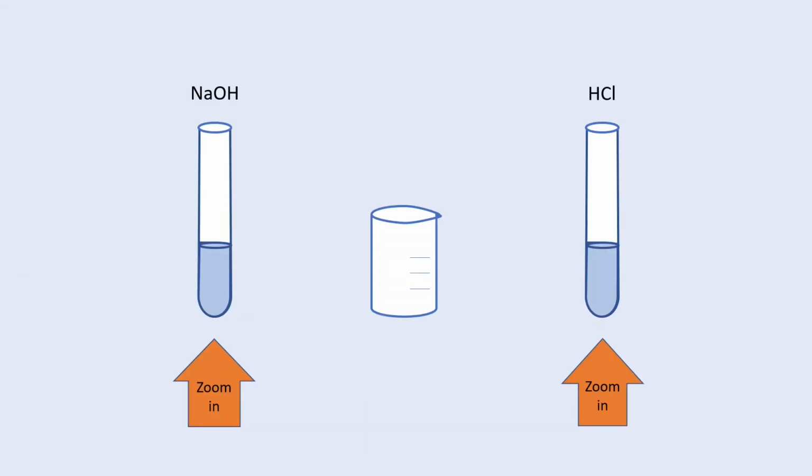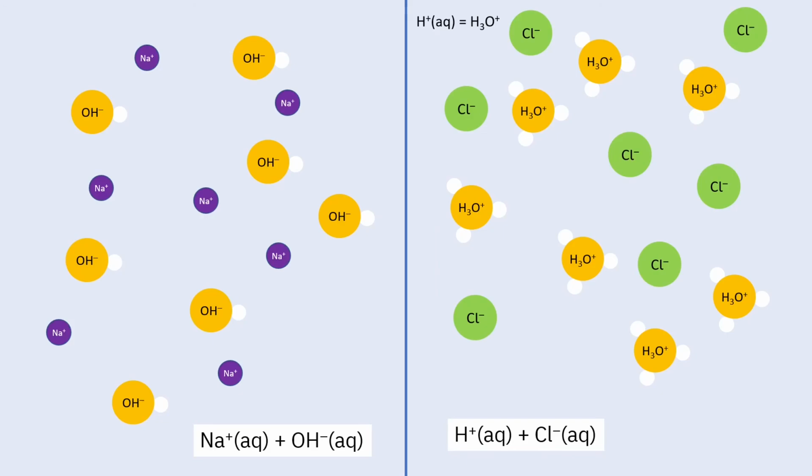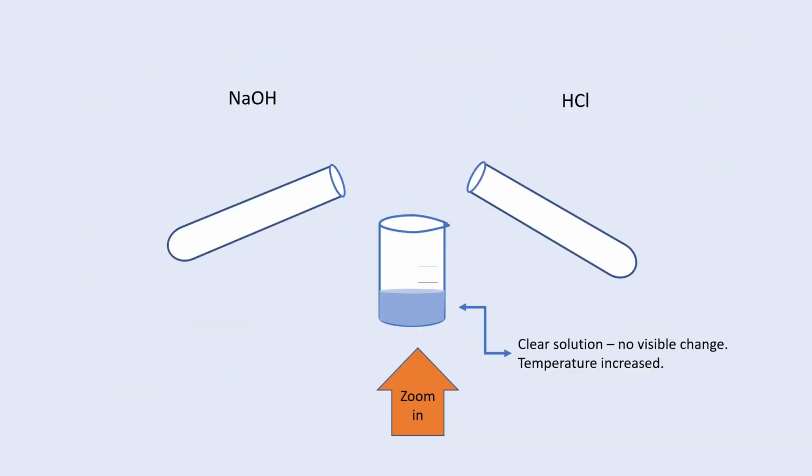Here, we're going to work with solutions of sodium hydroxide and hydrochloric acid. Once again, let's zoom in on these solutions and see what's present. We have sodium ions and hydroxide ions. And in the other solution, we have chloride ions and hydronium ions. When we mix these together, once again, we get a clear solution that looks just like what we started with, but the temperature has risen quite a bit.